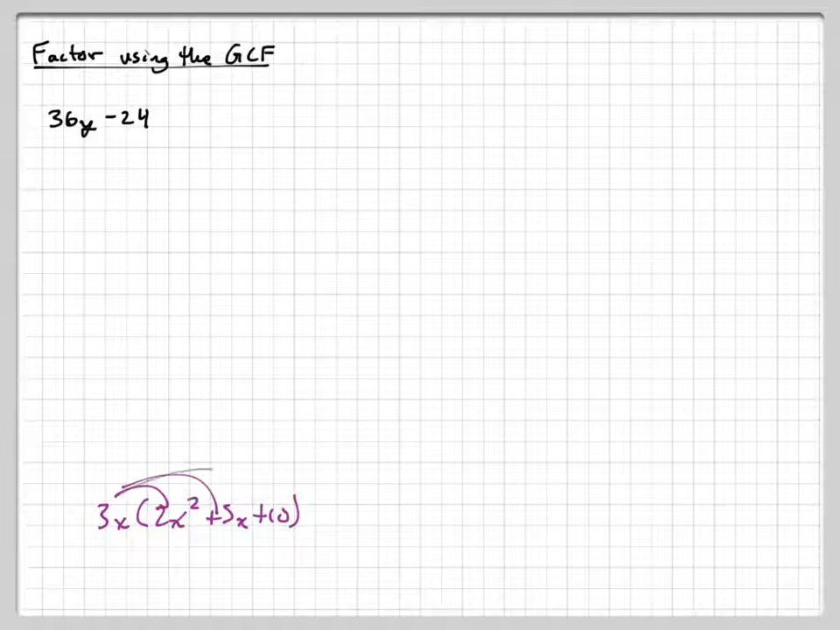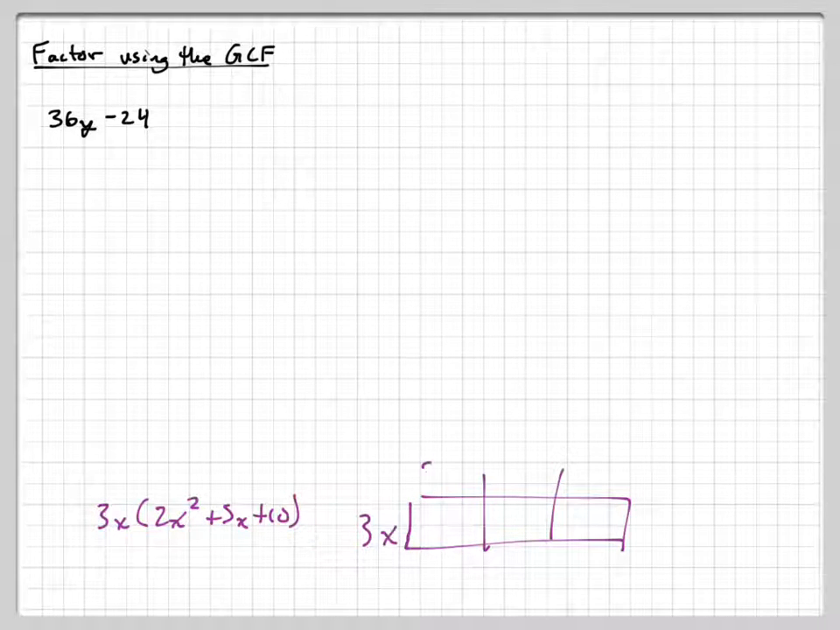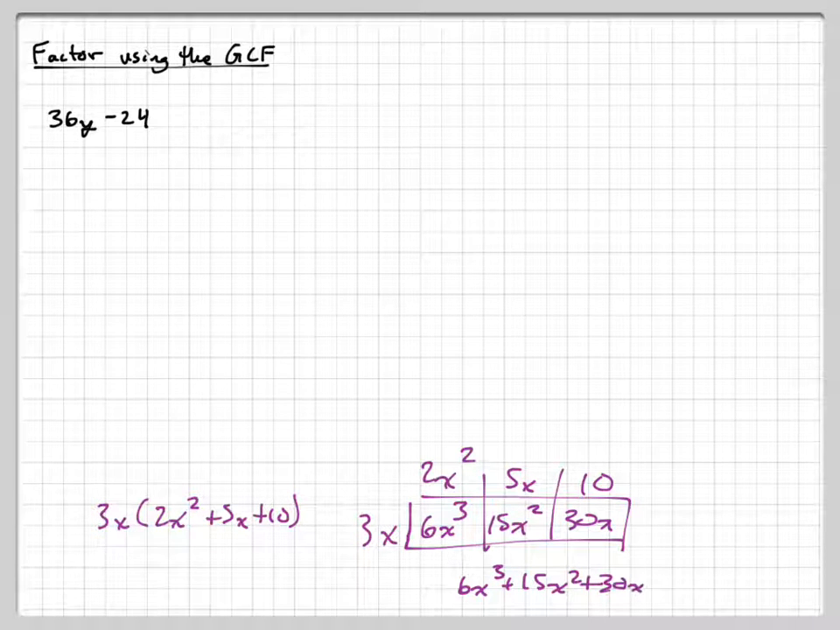Now some of you would use the rainbows, and some of you would use the graphic organizer. The graphic organizer would look like this, and you would do 3 boxes, and you'd put the 3x right here, the 2x to the second right there, 5x right there, and then the 10 right there. Once you get those, you'd multiply it out, and you would get 6x to the third, 15x squared, and then 30x. Your answer would be 6x to the third plus 15x squared plus 30x. That would be the answer for multiplying.